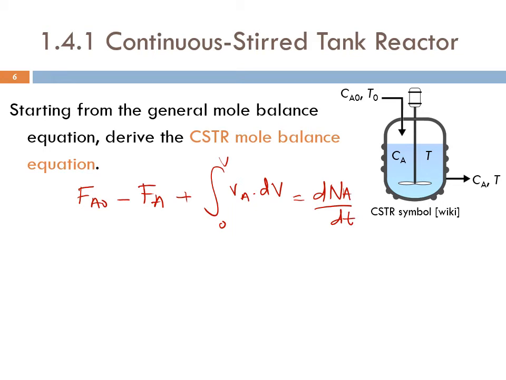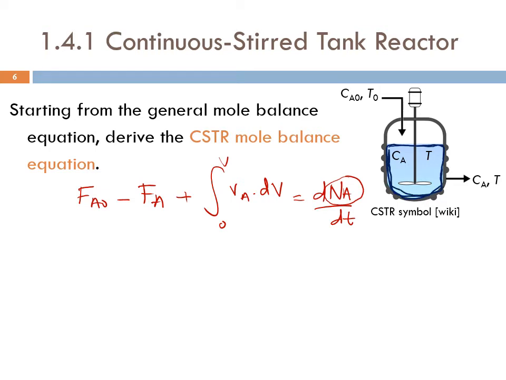Okay, let's look at the accumulation term, dN_A/dt. Accumulation of what? That's the accumulation of the number of moles of A, correct? Where? Inside the reactor, inside my system, because I'm doing the balance around the system rather than the reactor, right?